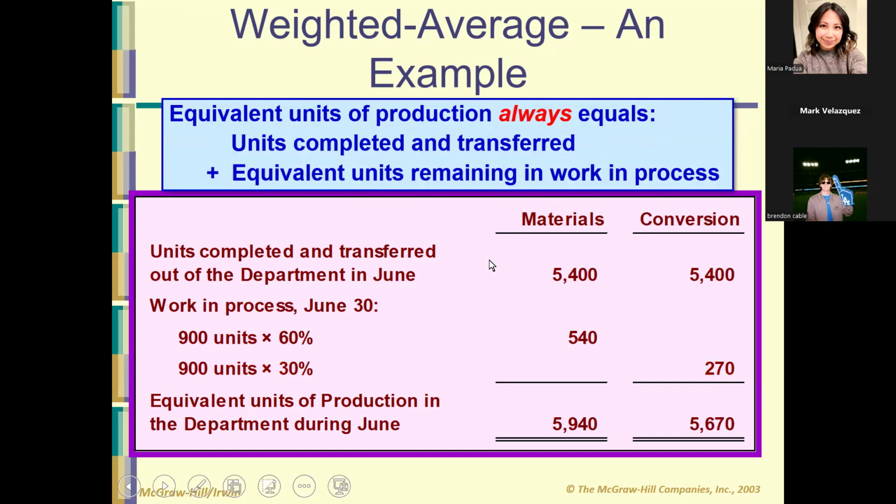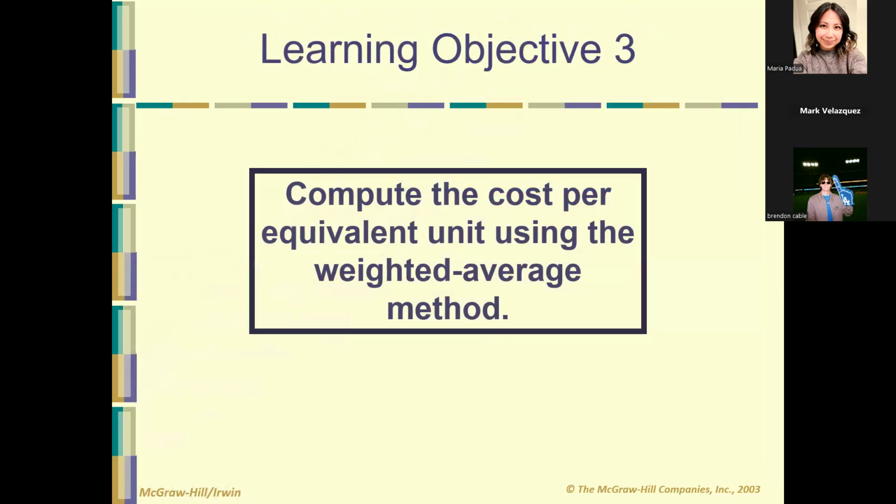Equivalent units of production always equals, like we just said, units transferred out plus the equivalent units still in the ending inventory. For materials, it was 5,940. For conversion, 5,670. You don't add these numbers together. They have nothing to do with each other. They are separate metrics. Now, let's put some dollars on this. Put some meat on the bone, as we say. Compute the cost per equivalent unit using the weighted average. And that's all we're going to use, as far as I know.